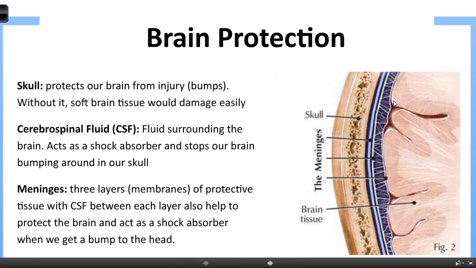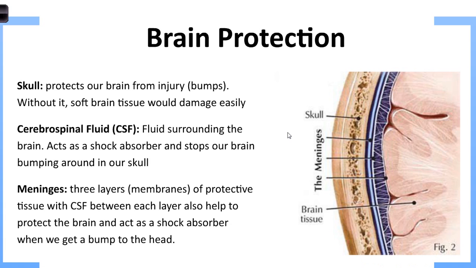In between the skull and the brain are essentially 3 layers of membranes. These are protective layers, and they're quite tough membranes, or at least one of them is quite a tough layer, and it just encases the brain. Between those layers, again, is cerebrospinal fluid, which again acts as a kind of shock absorber. These layers are called the meninges. The meninges are these layers that surround the brain.